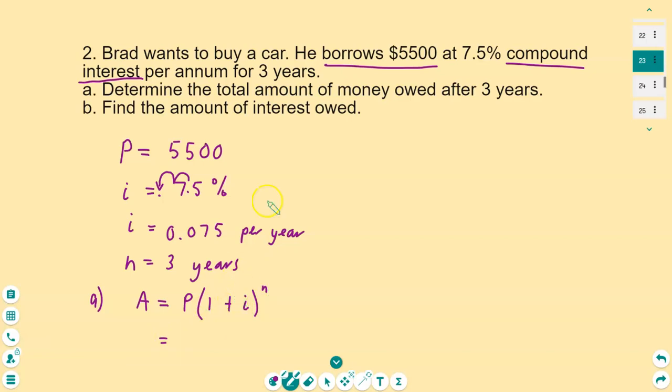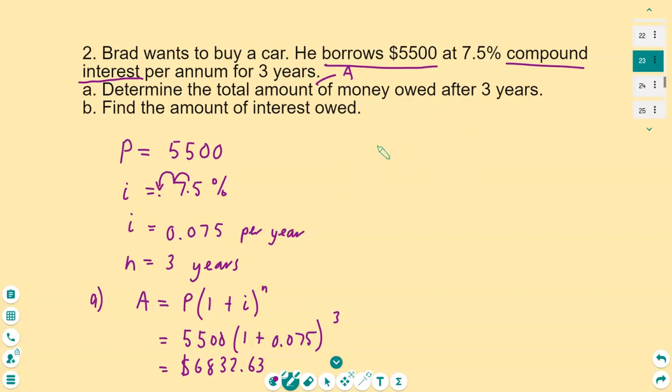Okay. Let's do it. The total amount of money owed after 3 years. A. We're finding A. Substitute in from our little data table. P is 5,500. 1 plus little I as a decimal to the 3, into our calculator. 5,500 times 1 plus 0.075 to the 3. 6,000, put your dollar sign in, $6,832.63. That's the total amount he owes after 3 years. All right.